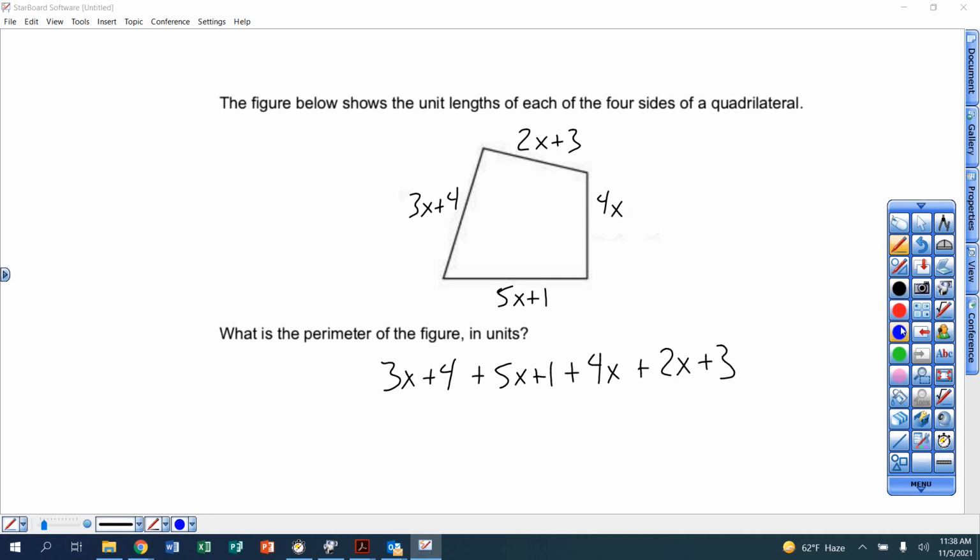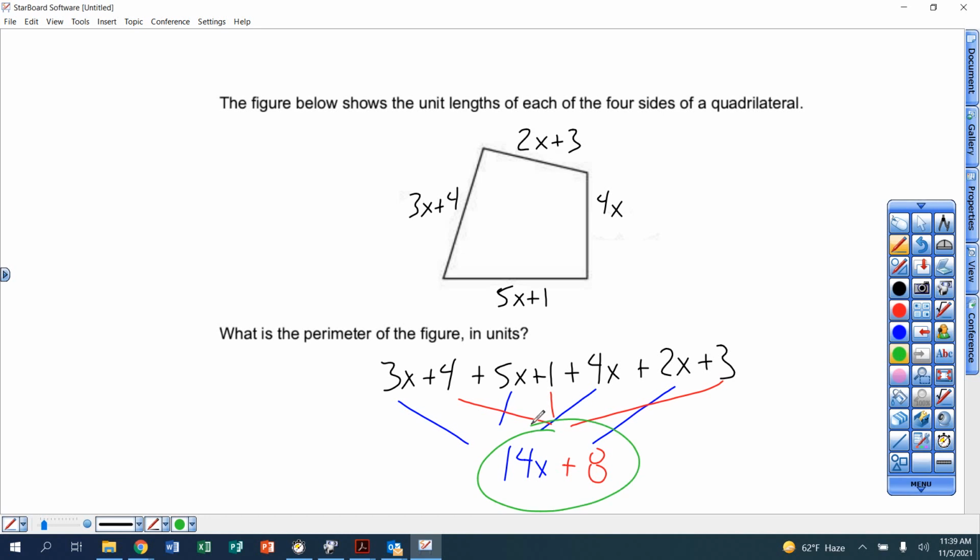For this one, combine your like terms. Start with the number of x's. Add those up. 3 plus 5 is 8, plus 4 more is 12, plus 2 gives me 14 of those x's. If I add or subtract just the plain numbers, that 4 and that 1 and that 3, those are the only plain numbers to deal with. 4 plus 1 is 5, plus that 3 gives me 8. So that represents the perimeter in an algebraic way.